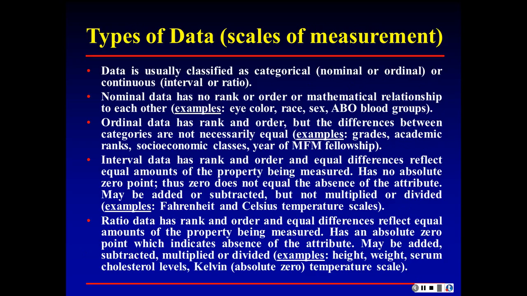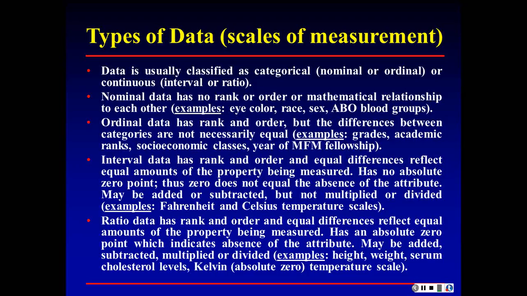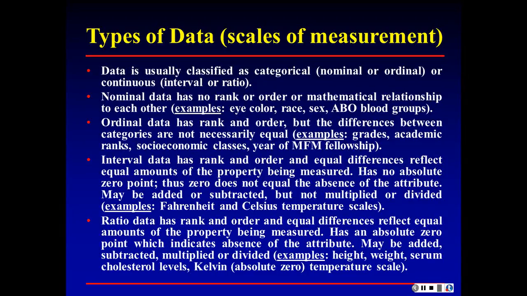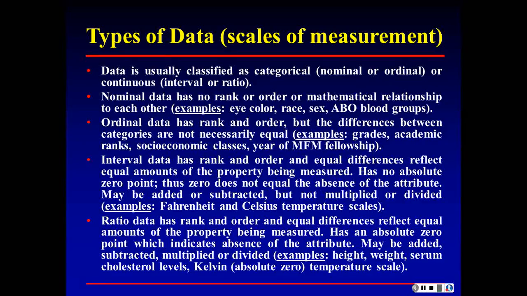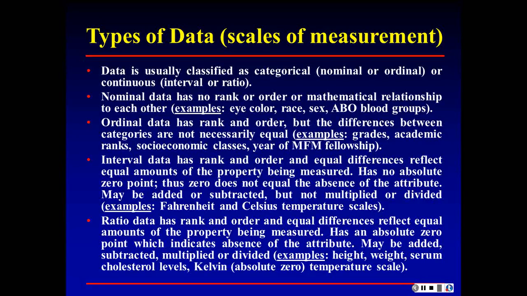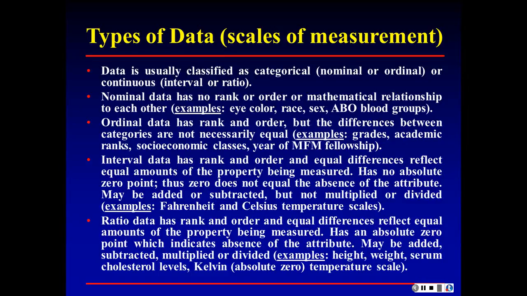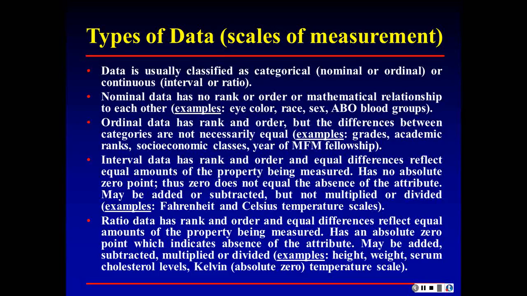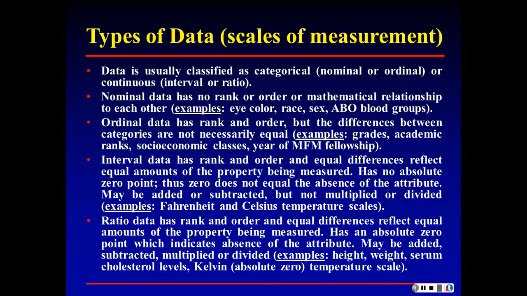All right, types of data. Scales of measurement, there's basically 4 kinds of data. Data is usually classified as categorical, that is nominal or ordinal, or continuous, interval, or ratio. Nominal data has no rank or order or mathematical relationship to each other. They're just simply categories, groups. Examples could be eye color, race, sex, ABO blood group.